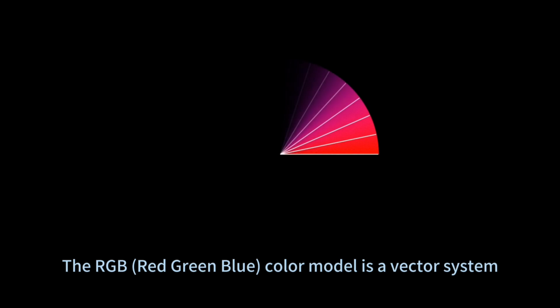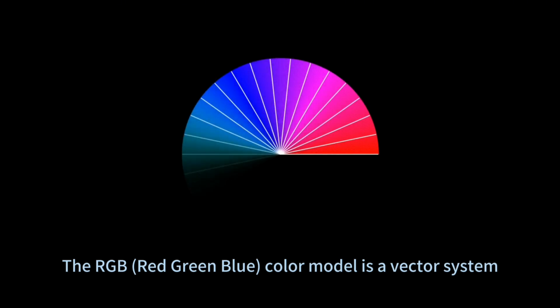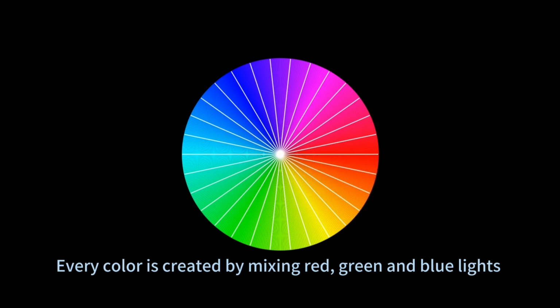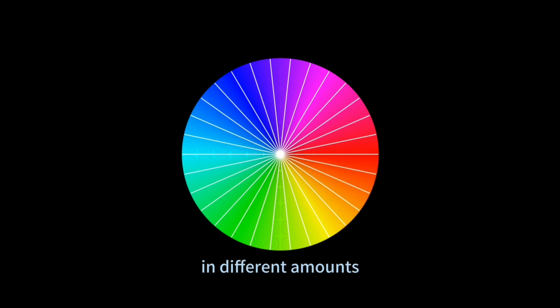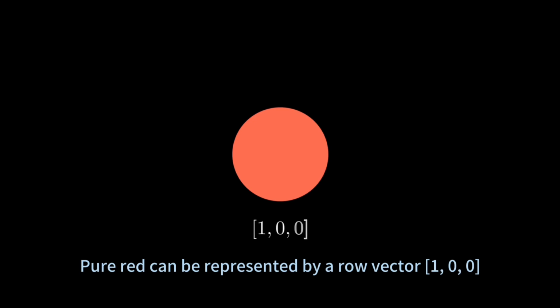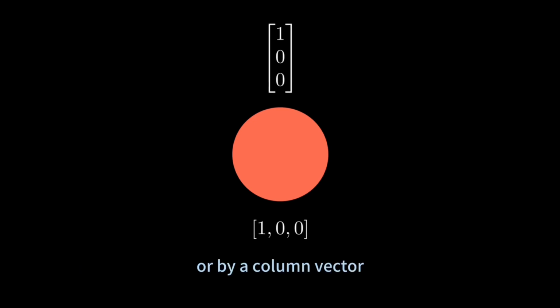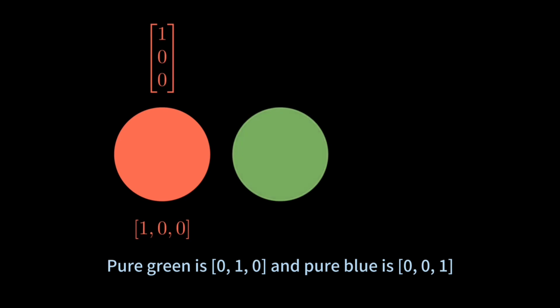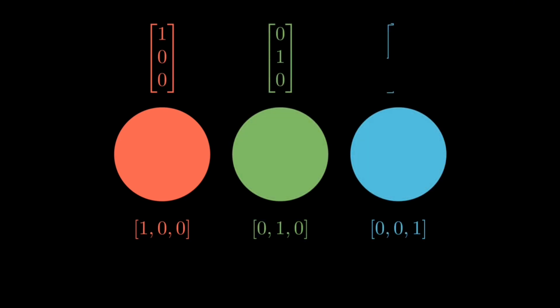The RGB, red, green, blue color model is a vector system. Every color is created by mixing red, green, and blue lights in different amounts. For example, pure red can be represented by a row vector 1, 0, 0, or by a column vector. Simply put, row vectors have their elements arranged in a row, while column vectors have their elements arranged in a column. Pure green is 0, 1, 0, and pure blue is 0, 0, 1.